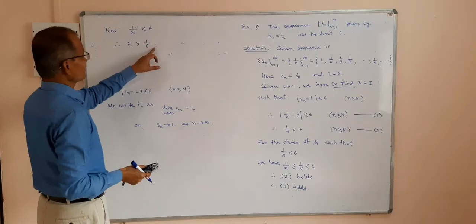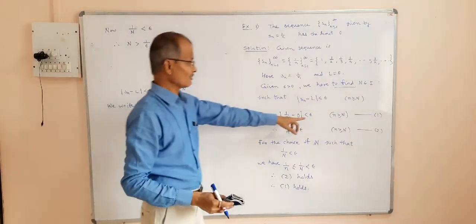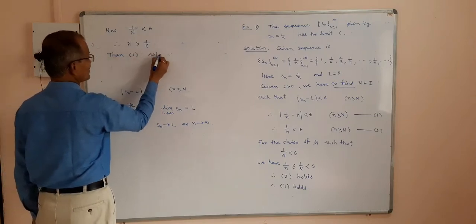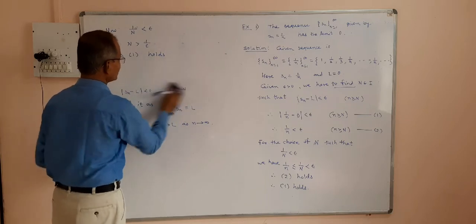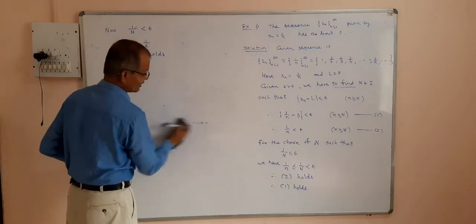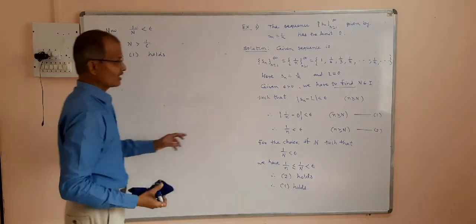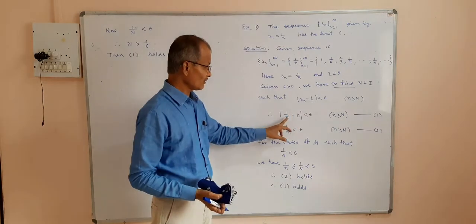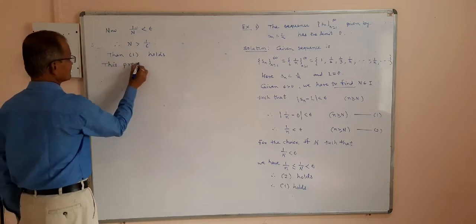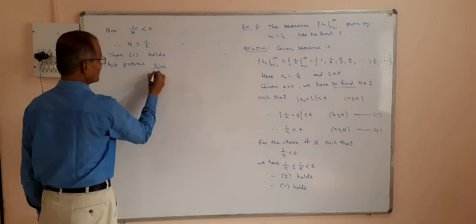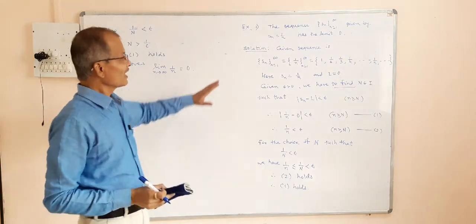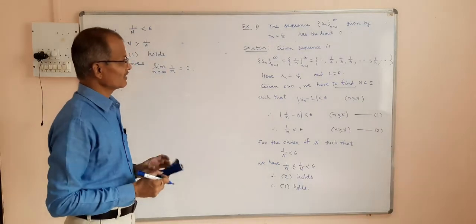Capital N is greater than 1 by epsilon, then the statement 1 holds. Then 1 is true, or we can say 1 holds, satisfies, and therefore for this choice of n we obtain the condition 1 is true, and this shows that limit of Sn is L, or that means limit of 1 by n is 0. So this proves limit n tends to infinity of 1 by n is equal to 0. So this is the first example we have shown, limit of the sequence is 0.